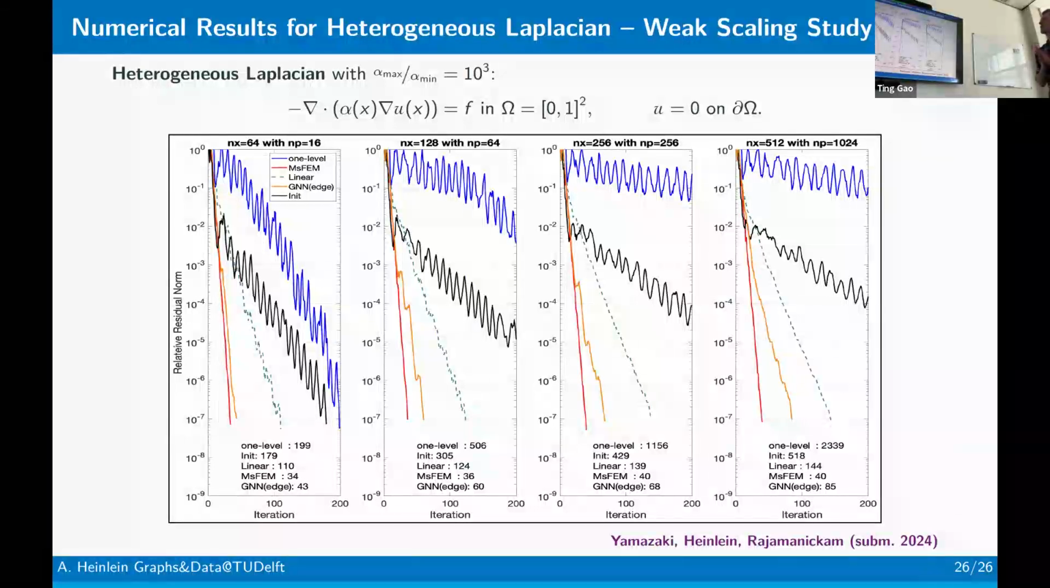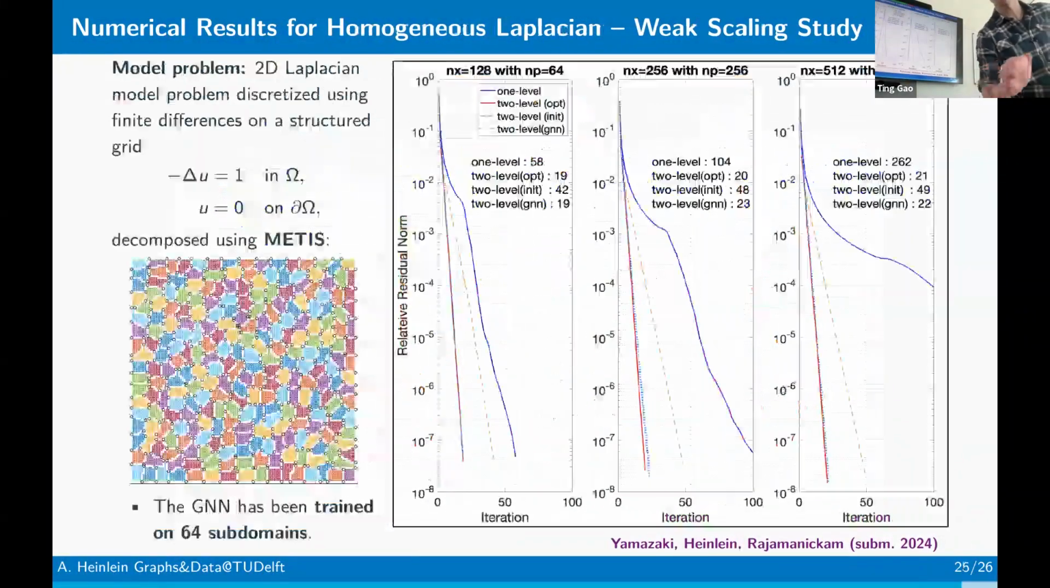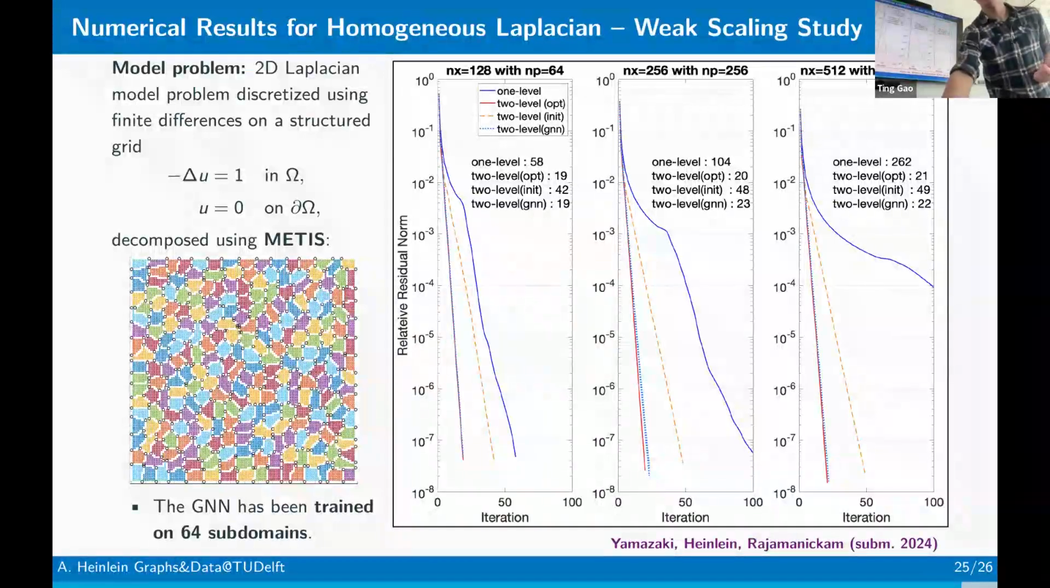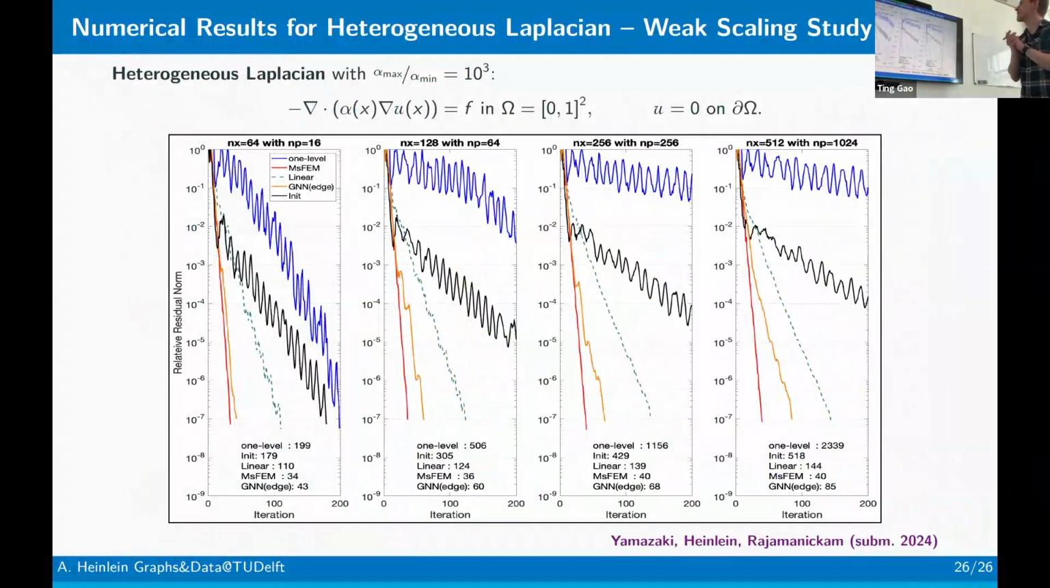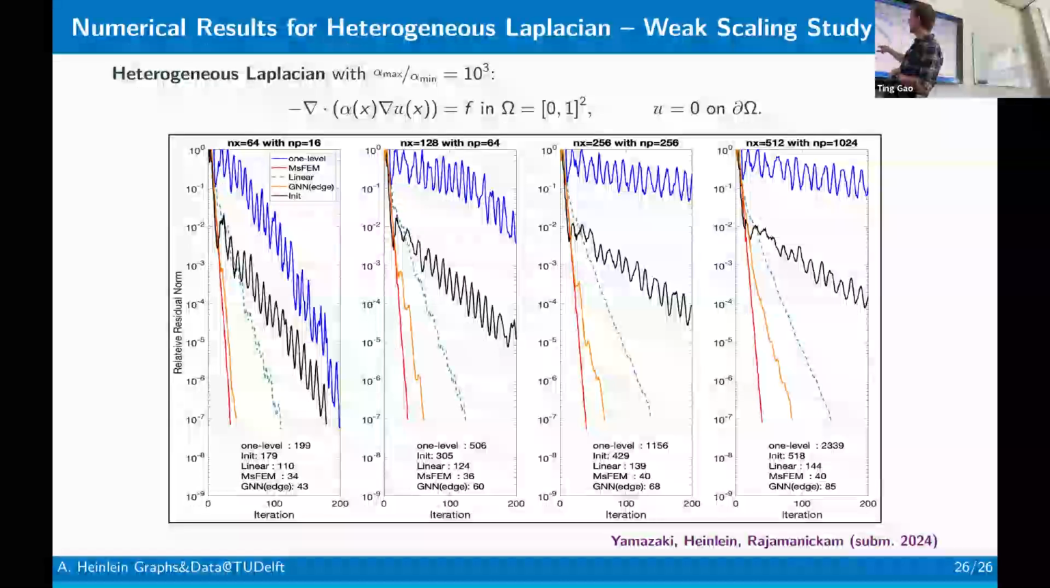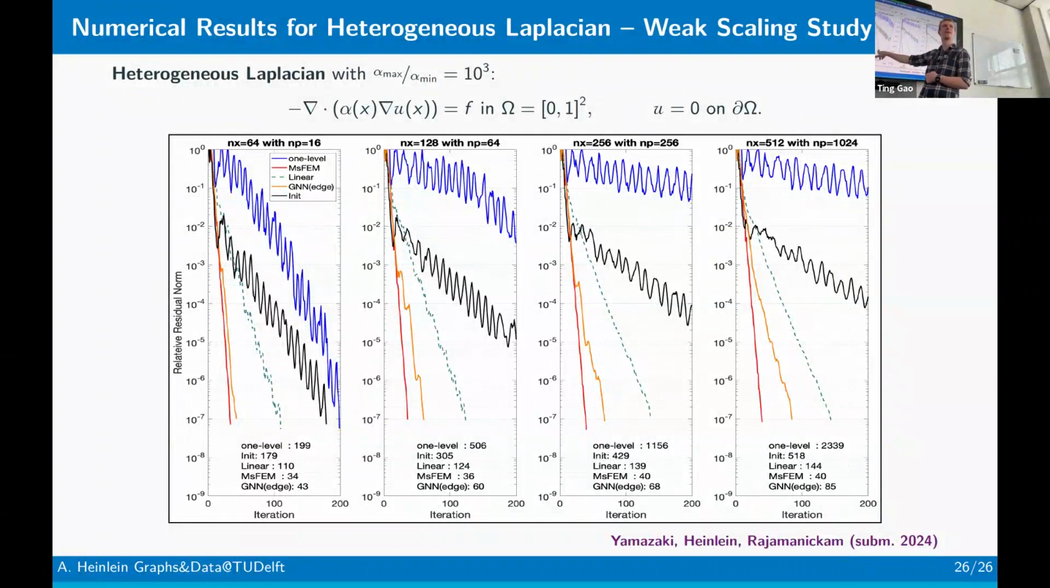And now this is, well, the work in progress slide, maybe. As I said, we would like to do this also for challenging heterogeneous problems. So this is a homogeneous problem. Now, what happens if you do the same thing for a heterogeneous problem? Basically, our GNN approach is doing much better, for example, than one level. And it's also much better than just taking linear functions, which is the one that works for a homogeneous case. But we see that if we scale up, it gets more difficult for us to still approximate this.